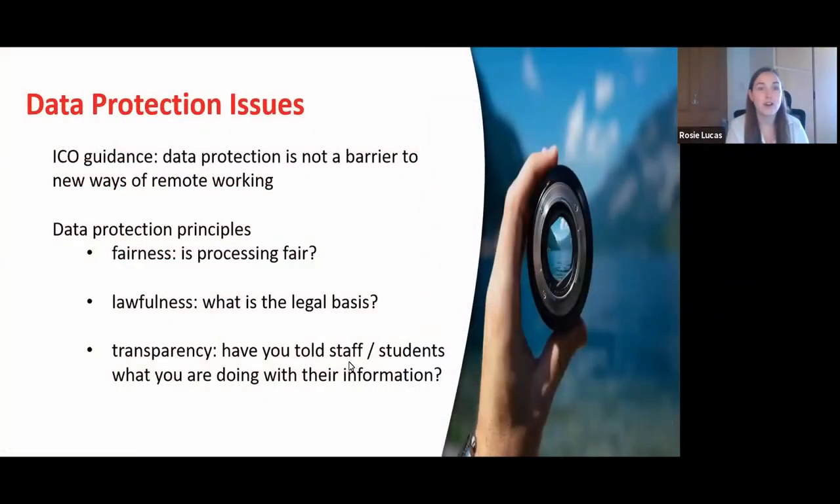Thank you. So the ICO has issued clear guidance that data protection isn't a barrier to increased and different types of remote working. So in data protection terms, universities can record lectures as long as you can demonstrate that you're complying with the law. When recording lectures, universities are processing personal data of the staff who are delivering the lectures, and in some cases, students who attend and participate in those lectures.